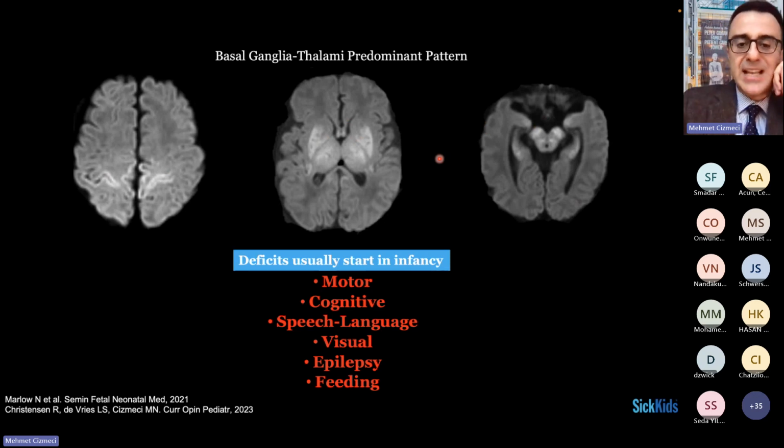And in these babies, neurodevelopmental and neurological deficits usually start early in infancy. They may present with motor impairments, namely CP, and they may present with cognitive and language delays, also neurosensory impairments, post-neonatal epilepsy, and feeding difficulties are also very common in this population.